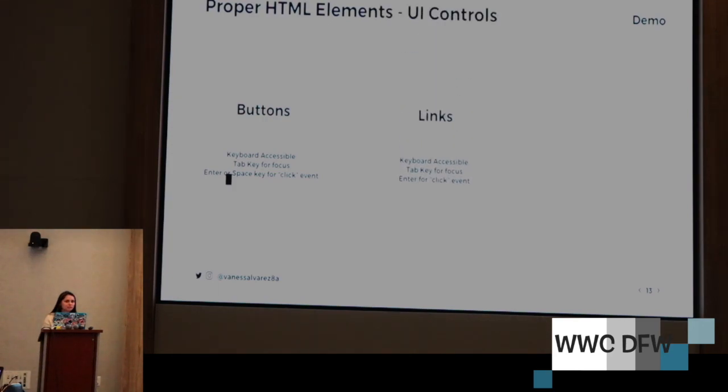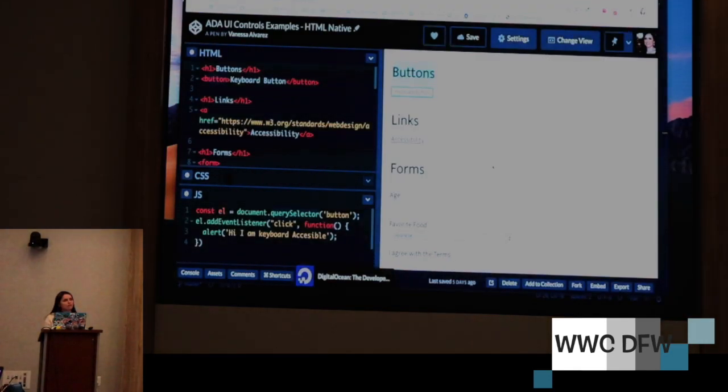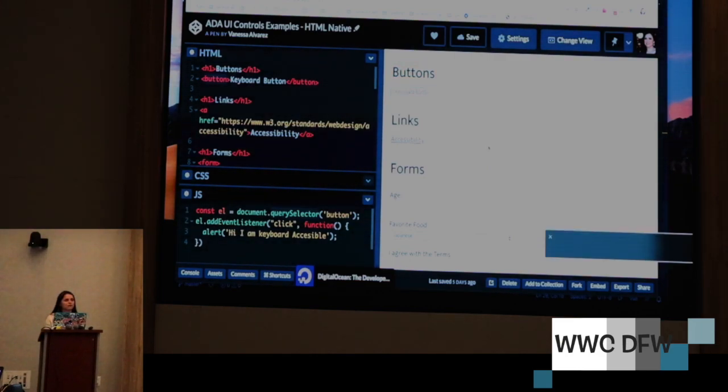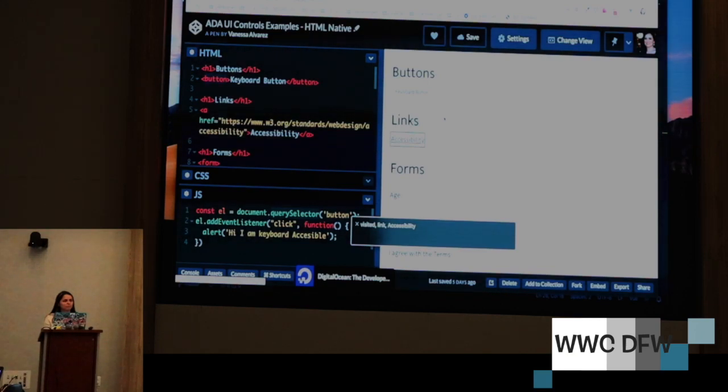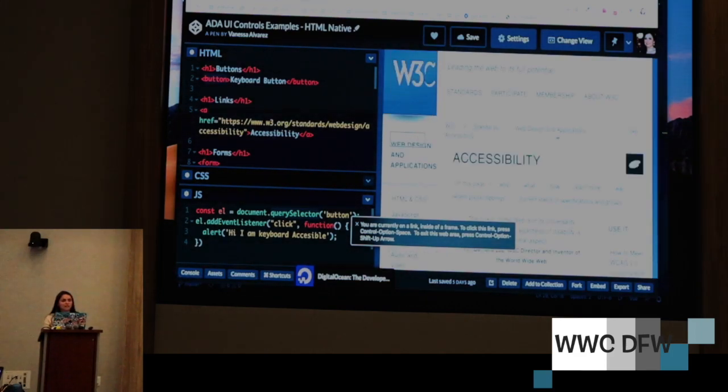Also, links are keyboard accessible. Same as the button, if you tab into the anchor tag or the link, you'll get that focus state. And by pressing enter, you get that click event happening. So I'm gonna go back into my demo right here. I'm gonna tab into links right now. This link right here where it says accessibility. It reads the text inside that anchor tag. See it right here? And if I press enter, it takes me to that link. Again, just plain HTML.